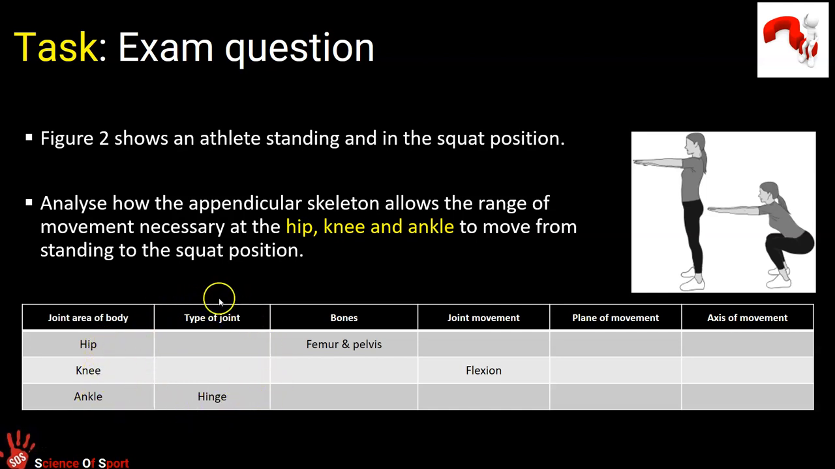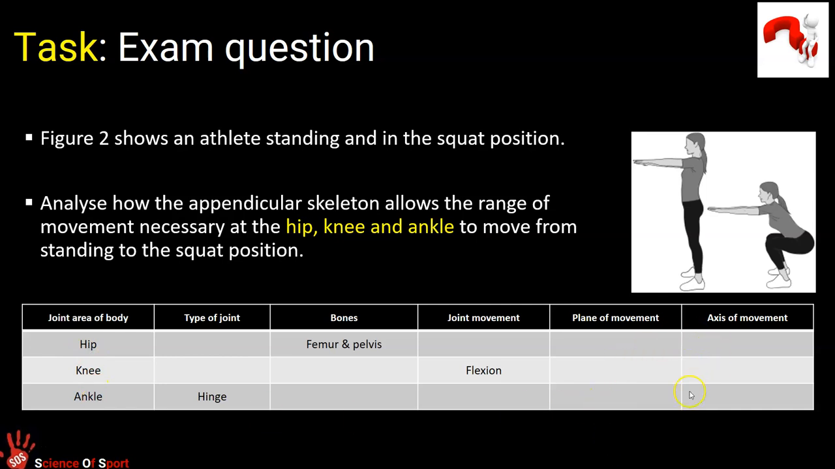So you've got to establish what type of joint each of those is. You've got to write here the articulating bones at that joint. So what bones make up the knee joint? What bones make up the ankle joint? I've given you some examples to help guide you as well. So the hip is made up of the femur and the pelvis. You've then got to specify during the downward phase what movement is occurring at each of those joints. Again, I've given you flexion at the knee joint, you're bending your knee, you're reducing the angle at that joint in the lowering phase. You've got to determine what movement's happening at the hip and the ankle.